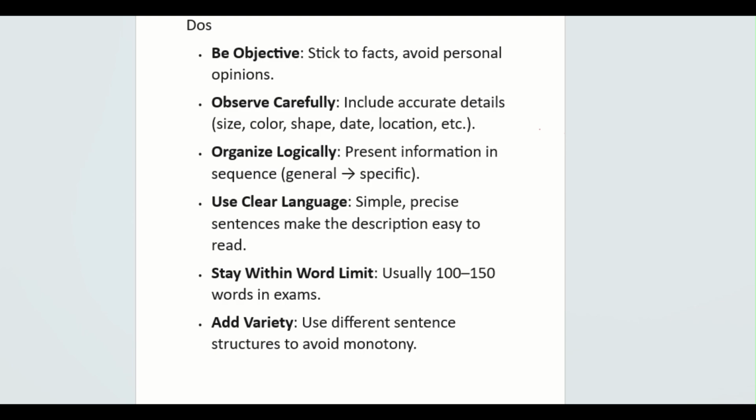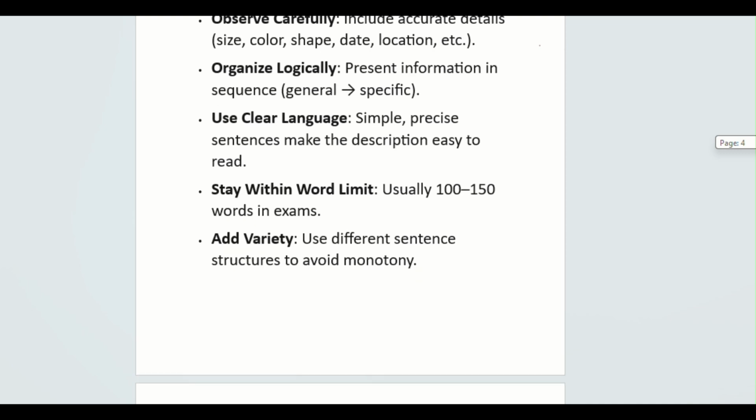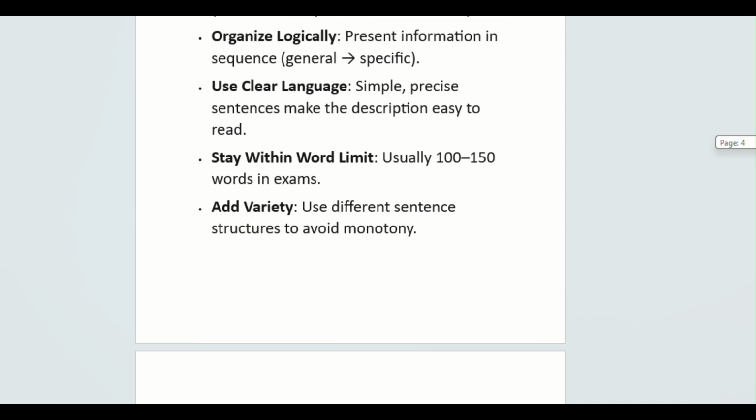Adding variety: use different sentence structures, avoid monotony. So basically don't try to write in a particular manner throughout the paragraph. So use different sentences, use slightly different words which are very appropriate, but at the same time very engaging. The paragraph should look like a piece of writing which has been written in a very beautiful manner. So you should add variety to your paragraph.